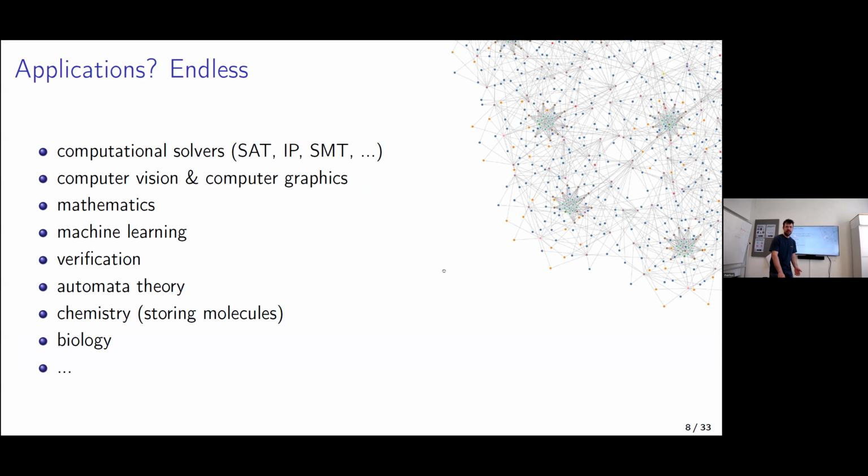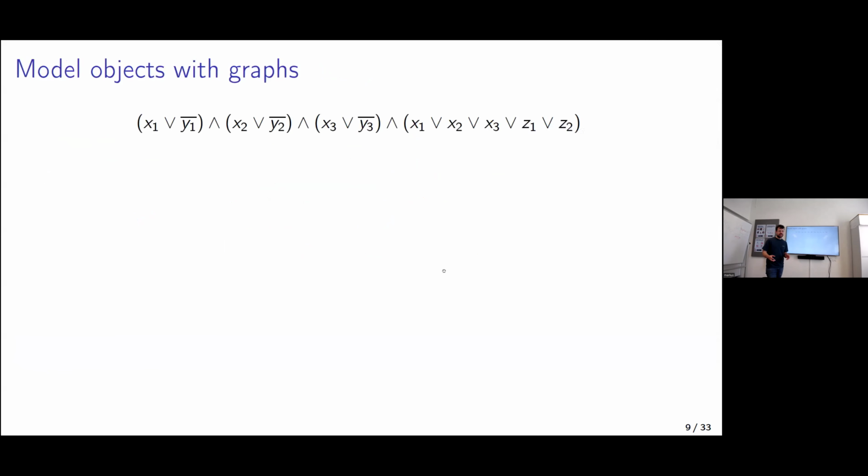And why is that the case? So why are there so many applications? This is because we can efficiently model objects as graphs. Now, what do I mean? So here, for example, I have a Boolean formula. This would be CNF. This would be a formula you would see, for example, in SAT. And we can efficiently model this formula as a graph. Now, how does that work?